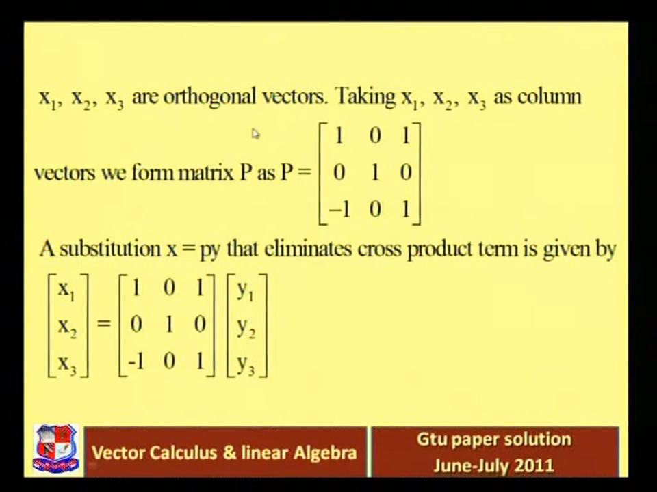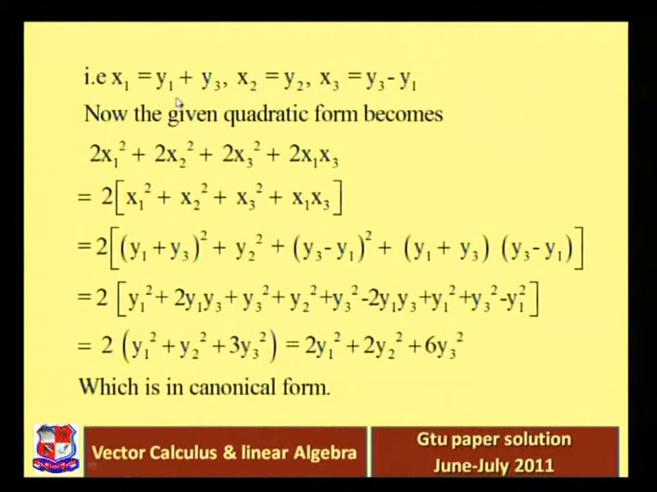So x1, x2, x3 are orthogonal vectors. Taking x1, x2, x3 as column vectors, we form the matrix P, right? All the columns are eigenvectors. Now substituting x equal to Py, which eliminates the cross product term, x1 x2 x3 is equal to this matrix times y1 y2 y3. So x1 is equal to y1 plus y3, x2 is equal to y2 and x3 is equal to y3 minus y1.